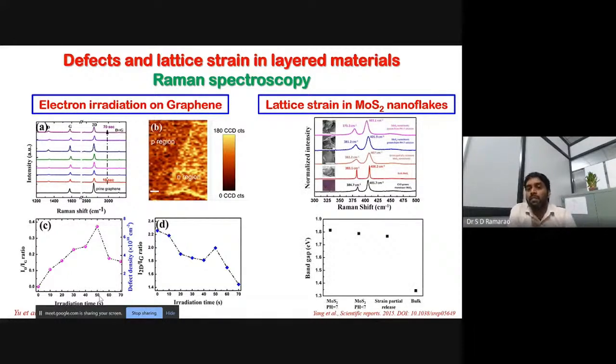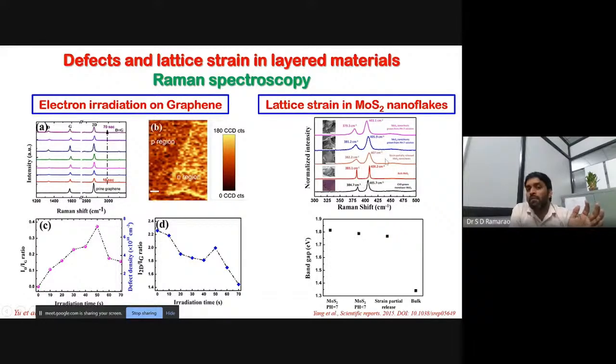Strain is nothing but, if you have a single layer, you will not have strain, right? So if you compare this with bulk MoS2, you take the separation between the position of these two and compare with other results. If you see here multi-layer nanoflakes prepared at different pH, the strain is partially released.